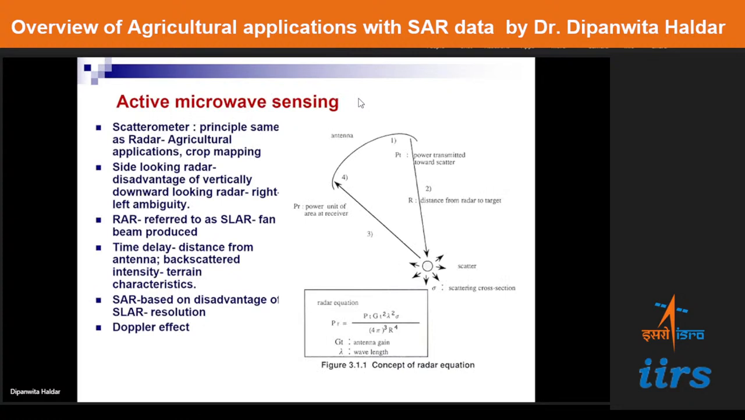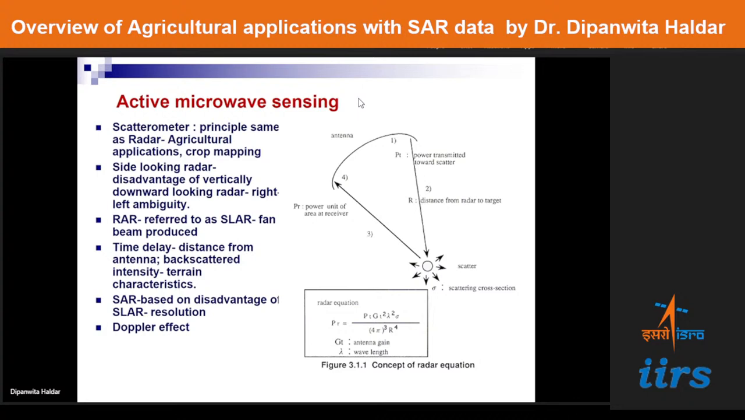These are some of the key points on active and passive sensing. Active microwave sensing has a large number of applications in different domains apart from agriculture, and the scatterometer is one. The principle is the same as radar, but the scatterometer operates at a slightly different frequency. Mostly Ku band, Ka band, even C band scatterometers are available. They have agricultural applications also, but the image formation may not be as sharp as in the case of SAR data.